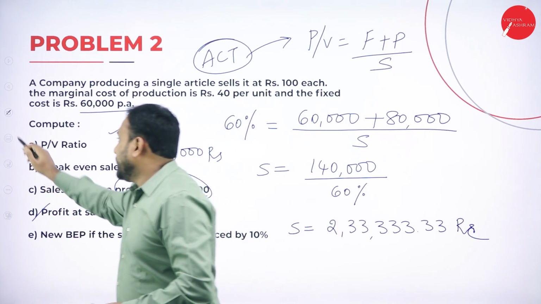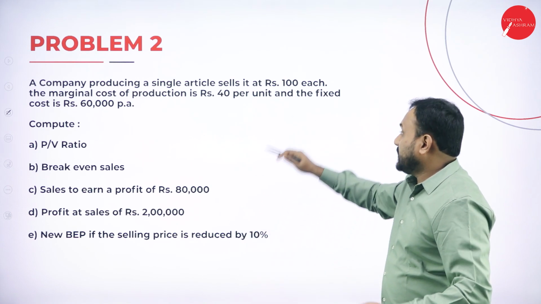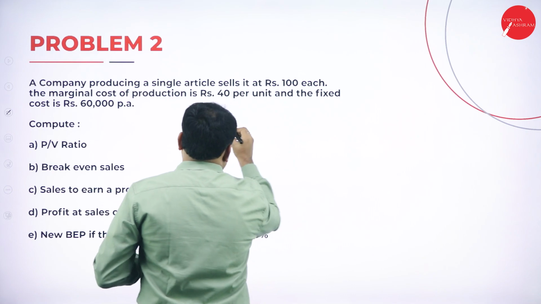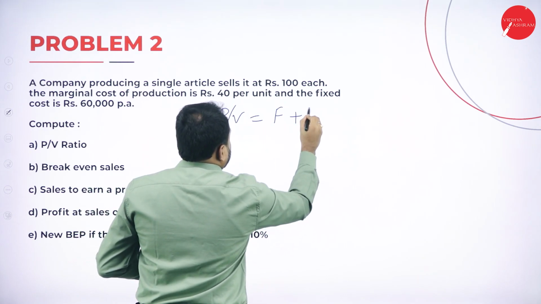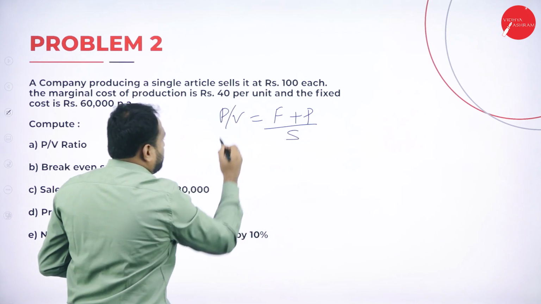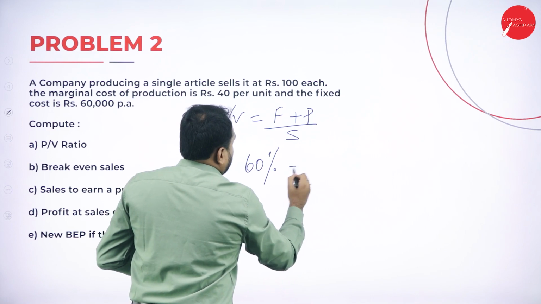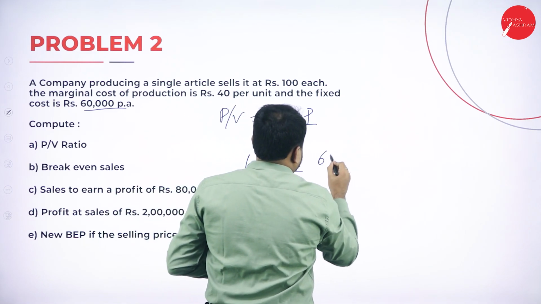Now I'll just delete everything here. Let's go with the profit now. Again, the same formula which you are supposed to use. The formula is the same. What is it? PV is equal to F plus P divided by S. Now PV is how much? We know that it is 60% is equal to F. It will not change. 60,000.